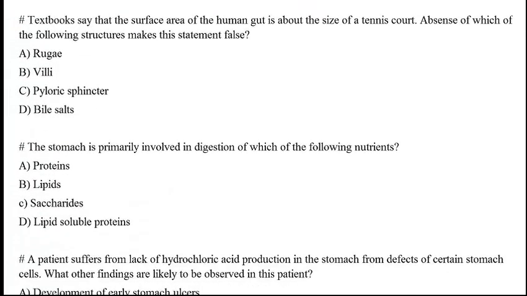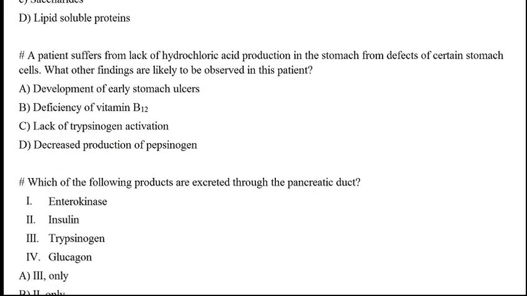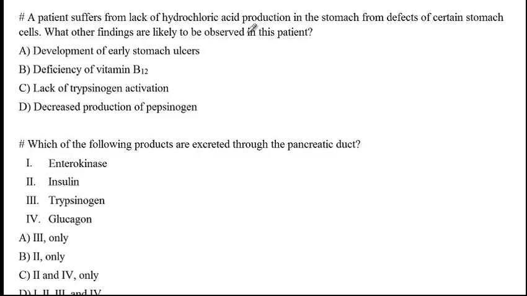Now let's do some practice questions. All right, so number one, textbooks say that the surface area of human gut is about the size of a tennis court. Absence of which of the following structures make this statement false? Next, we have the stomach is primarily involved in the digestion of which of the following nutrients? The next question, a patient suffers from lack of hydrochloric acid production in the stomach from defects of certain stomach cells. What other findings are likely to be observed in this patient?